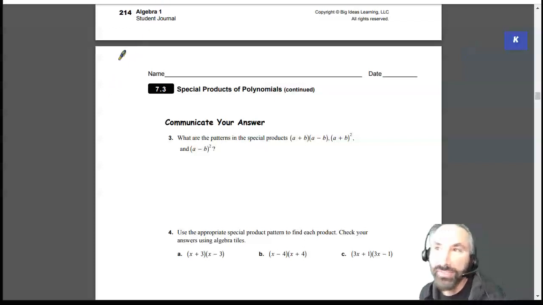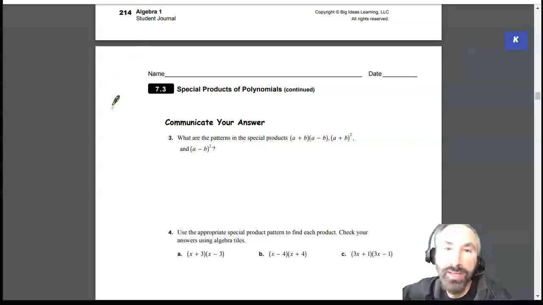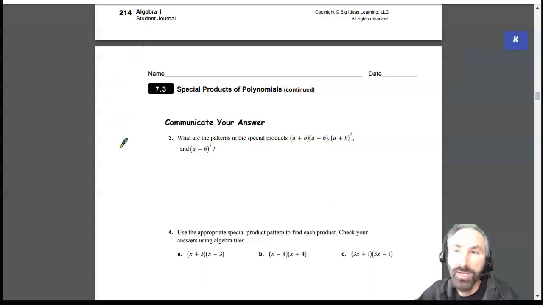For your assignment today, you're going to go ahead and answer the questions on page 215, 217, and 218. There are a couple of snags you might run into, so I want to give you a heads up. Question 3 on page 215.